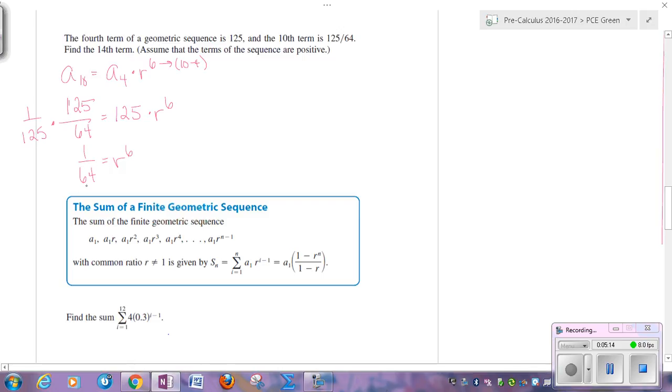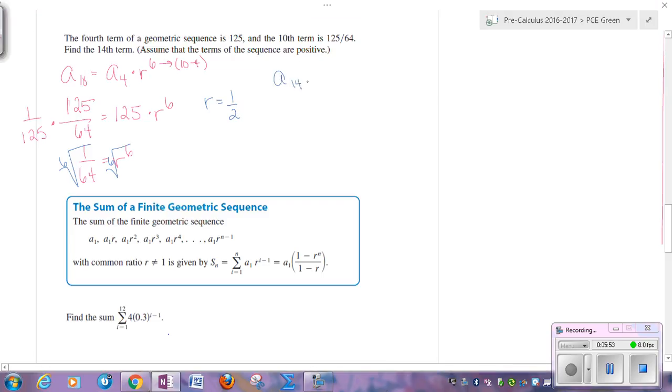So there's two different ways. You can either raise both sides to the 1/6 power, which will cancel out that 6, or you can take the 6th root of both of those. And if you happen to take the 6th root of 1/64, you end up with a common ratio of 1/2. Okay, so there's your r value. Now, if we're going to find the 14th term, we now have our r value. We don't have our first term, but we really don't need it in this case because we can use the same process that we just did.